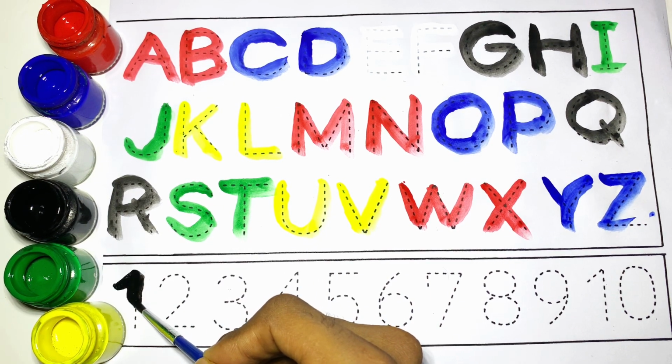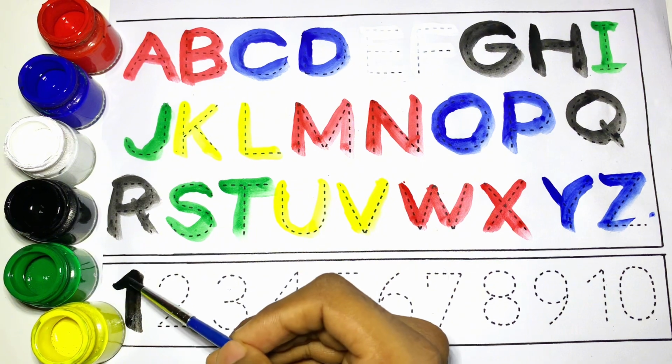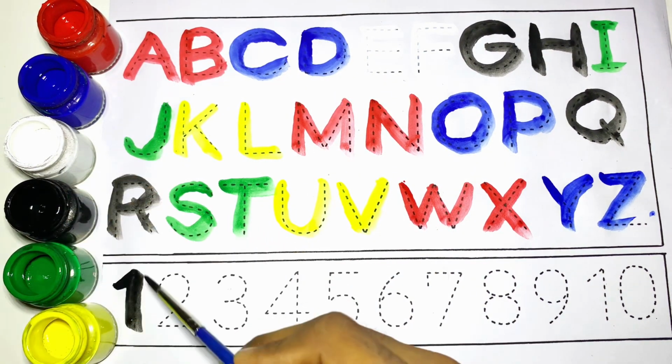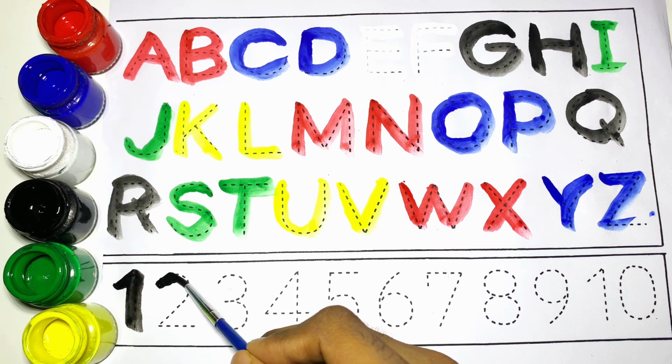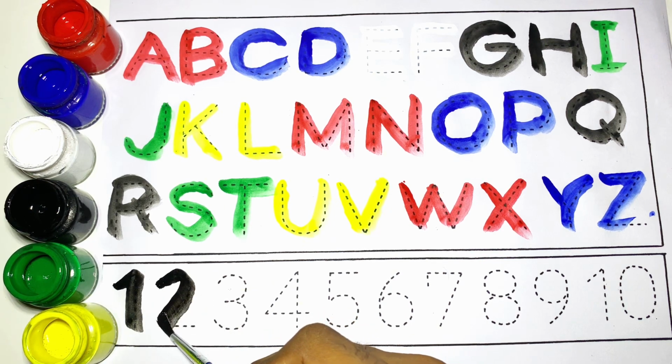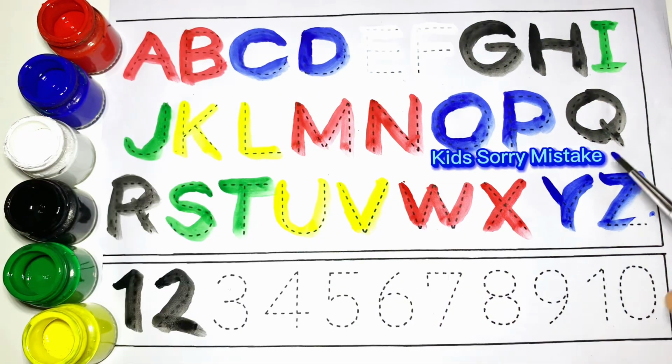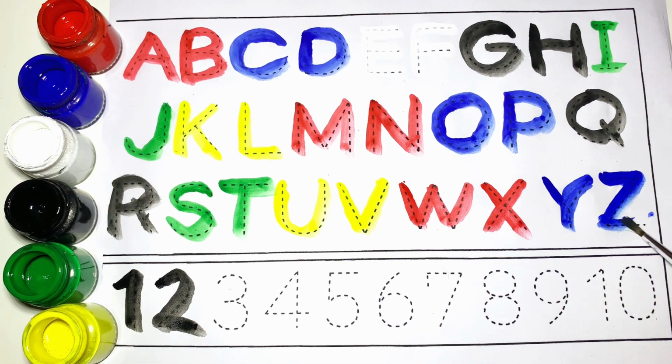One, 1. The numbers of 1. Kids, again use black color and draw 2. The numbers of 2. Two, 2.